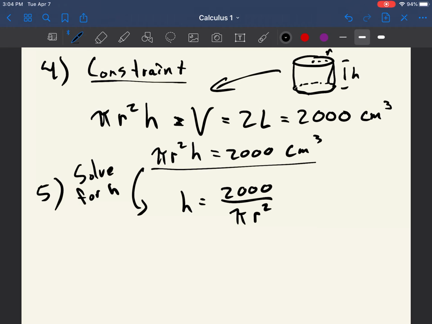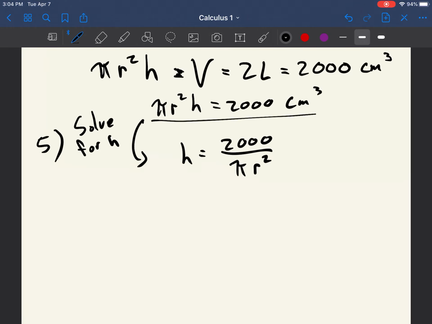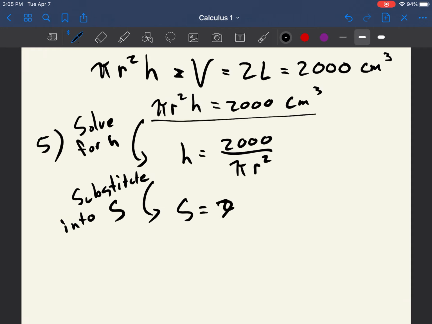Now I want to use that so that I can substitute into my equation for s, my surface area, so that then I can have the surface area written in terms of just one variable. And in this case, that'll be r. Okay, so let's take that and substitute into the equation for s. If you remember, s was the equation 2 pi r squared plus 2 pi r h. Okay, so instead of h, I'm going to write 2000 over pi r squared.